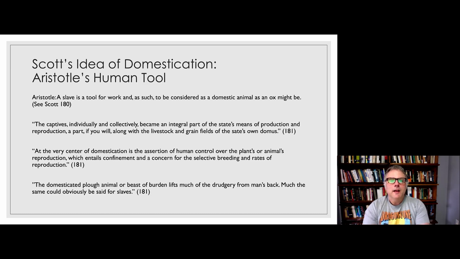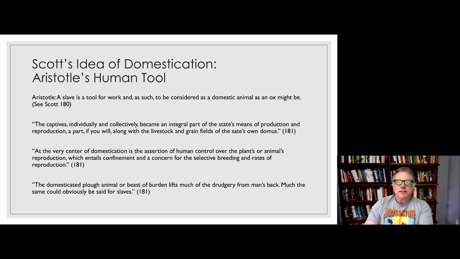Okay, let me add a bit more texture to Scott's story here about how the early states came to be. And it's his idea of domestication, which he spells out in terms of Aristotle's idea of slaves as human tools. So Scott references Aristotle and Aristotle's general thought that a slave is a tool for work and as such to be considered as a domestic animal as an ox might be.